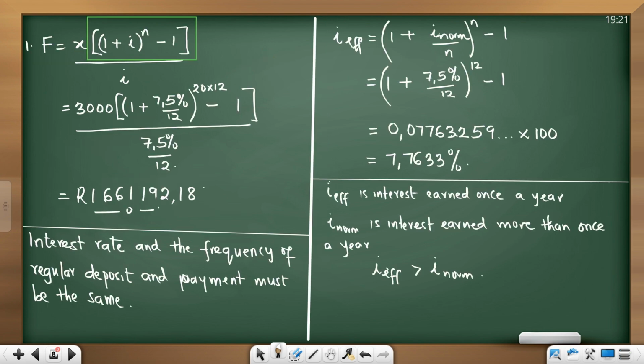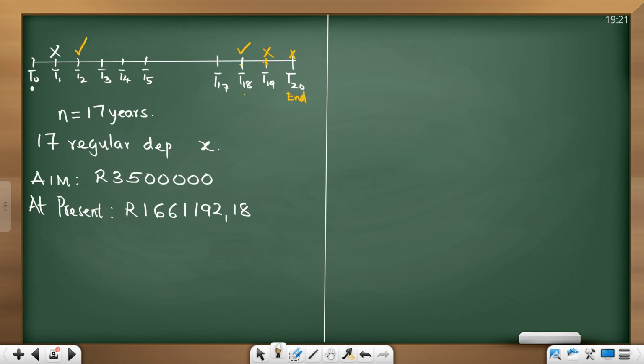Oh no, it's this, 1661192. This is how much he could save. But he wants 3.5 million, so how much is he short of? Balance. This is how much he's short of. Balance short. We subtract. There's a mark already for that subtraction. Please let's understand the financial math. It's going to make sense if you think about it like a normal daily thing. What's your answer?